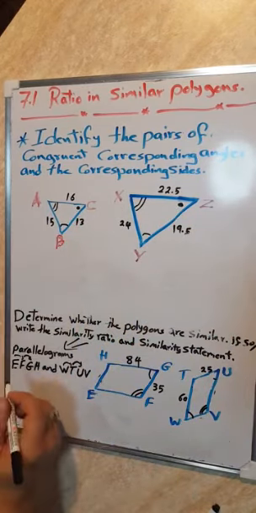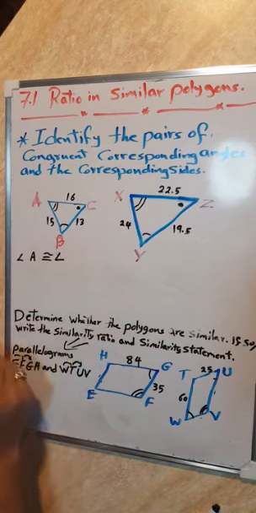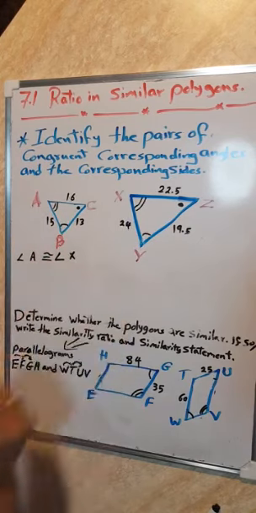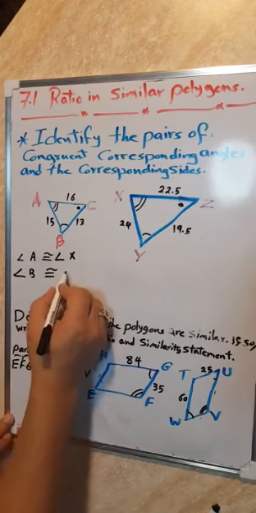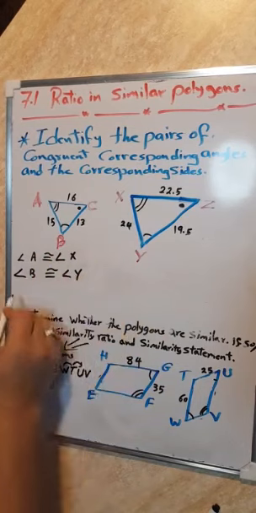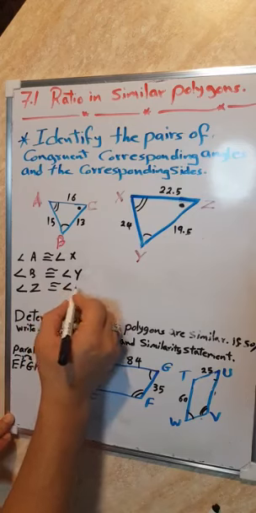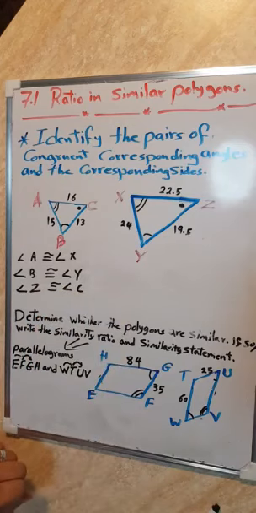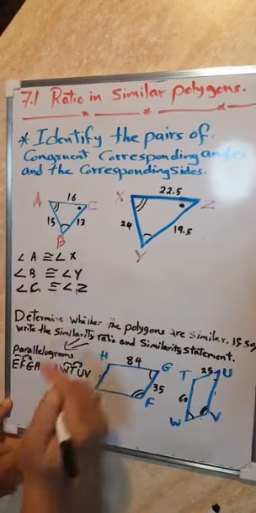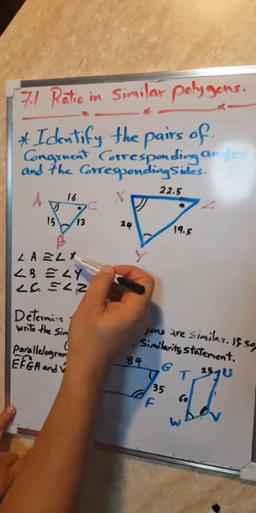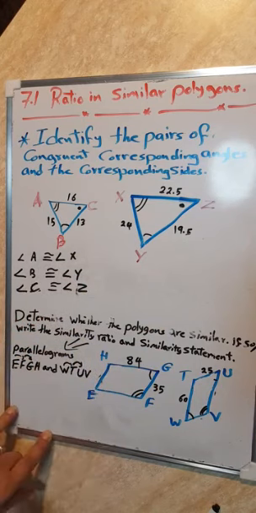So to write the congruent corresponding angles here, we will write that angle A is congruent to the corresponding one here, which is angle X. Angle B is congruent to angle Y. Angle Z is congruent to angle C. So here C is congruent to Z, the same order. So ABC is similar to XYZ. Corresponding angles: A to X, B to Y, C to Z.